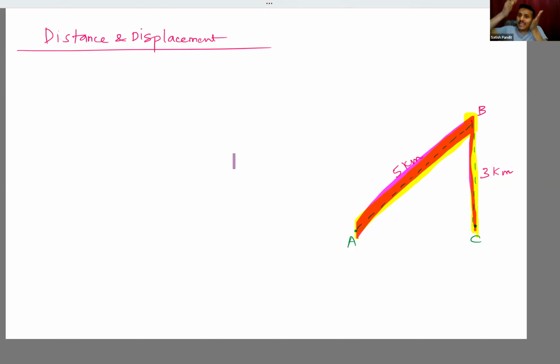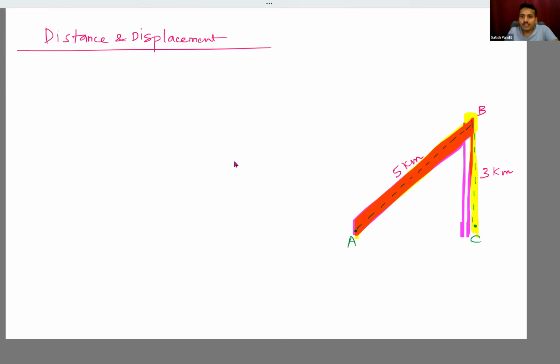So the total length which I have traveled, the total path length traveled by any body, I am the body here, actually I am traveling. The total path length covered by any object or any body, that is referred to as distance. Distance means what is the length of the path traveled by the body. So the body is going from A to B and B to C. So AB plus BC, that will be the distance.